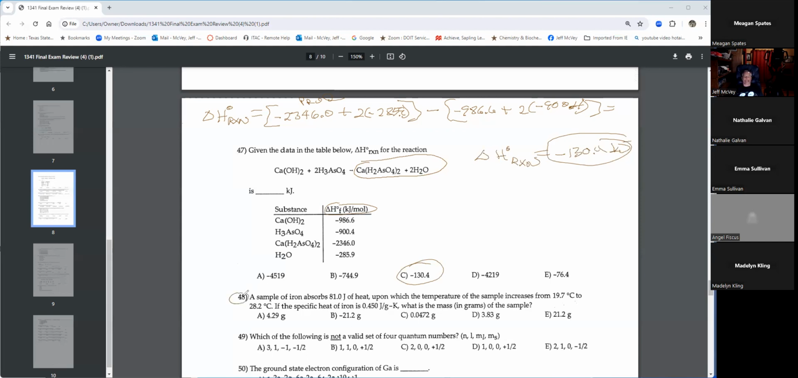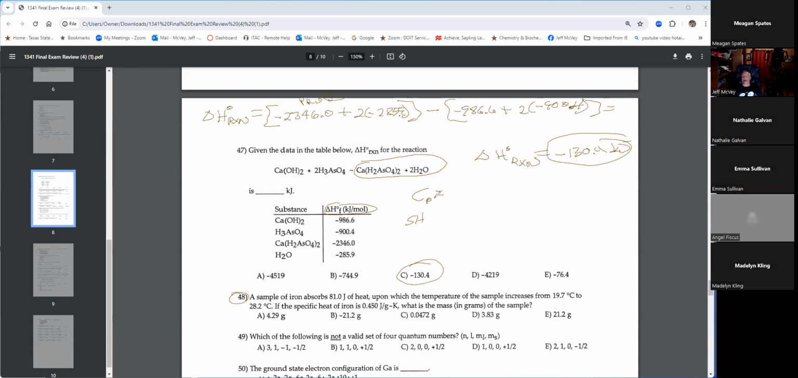All right, let's look at 48. A sample of iron absorbs 81.0 joules of heat, upon which the temperature of the sample increases from 19.7 to 28.2. The specific heat of iron. All right, so look, one thing I'm pretty sure is you guys are not going to get any formulas. So you simply got to know them. Okay, so this is the specific heat formula. This is the specific heat.